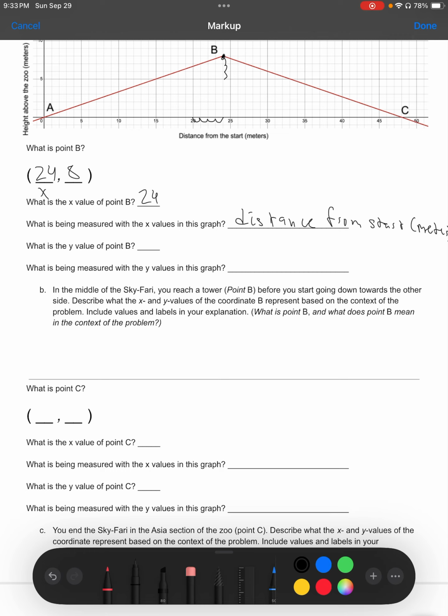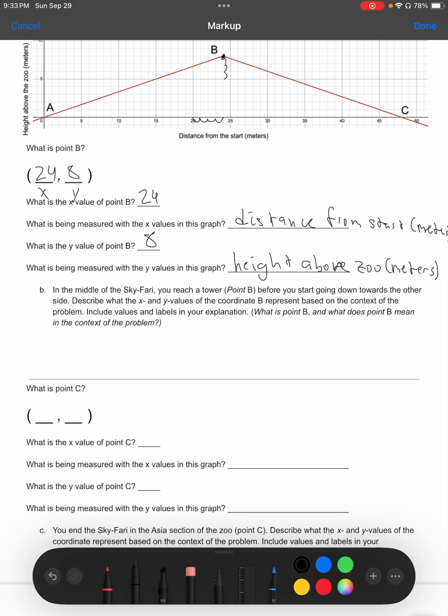The y value of point B is the second number in this point, the number that tells you how far up it is. That is 8 for this point. And the y value is the height above the zoo. We are also using meters to measure the height.